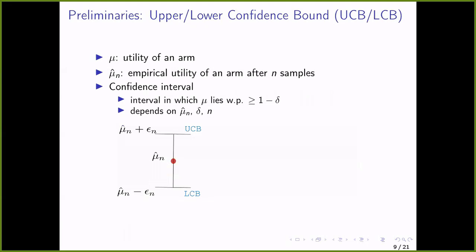Before we proceed further, we need to understand the concept of confidence interval and upper and lower confidence bounds, that is UCBs and LCBs. Let mu be the mean utility of an arm, and mu hat n represents the mean empirical utility of an arm after n samples. The confidence interval represents the interval in which mu lies with probability 1 minus delta. Typically, concentration inequalities like Hoeffding's inequality are used to characterize the confidence interval. As the number of samples increases, the confidence interval shrinks.